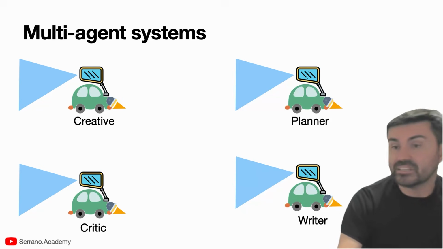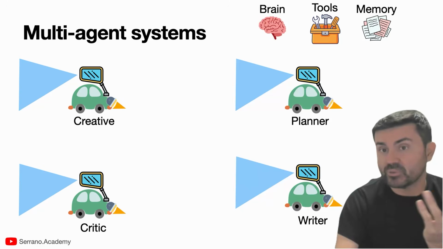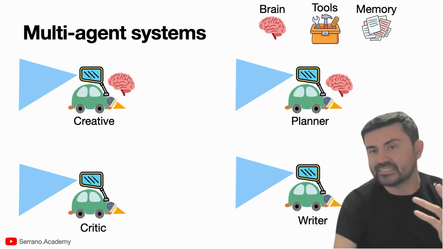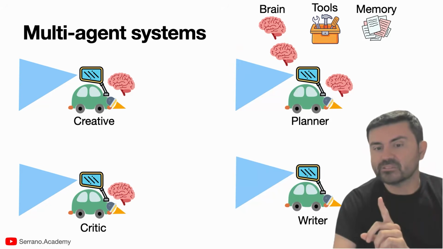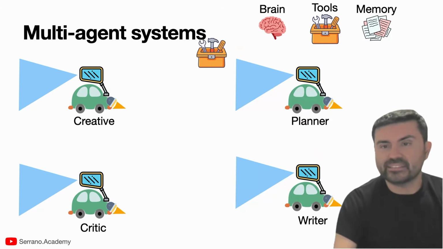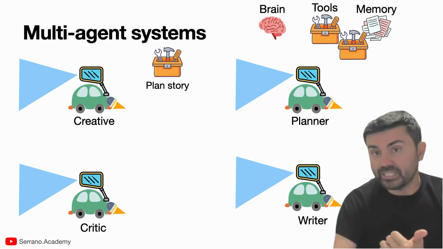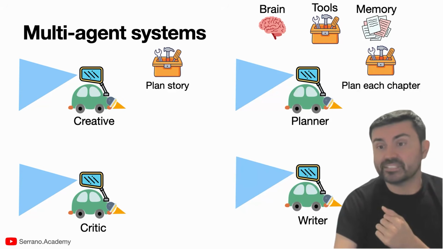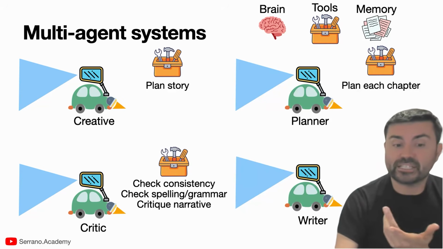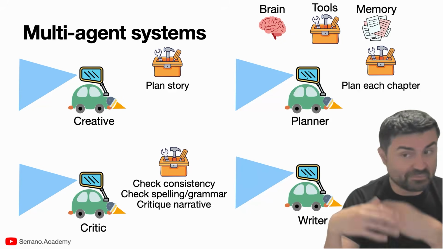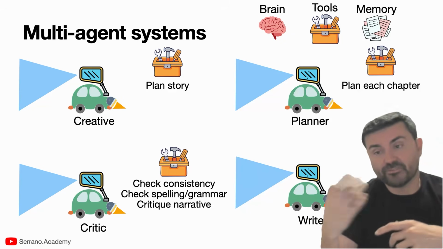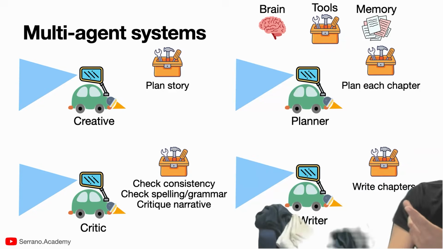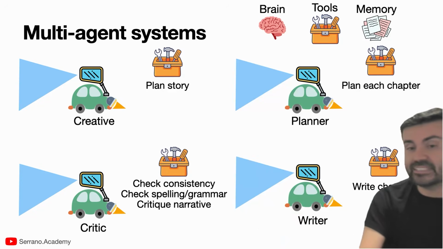Now, each of these agents has tools, memory, and a brain. The brain appears in every agent because the brain is the one that dictates everything. Now, what about the tools? Well, the tools in the creator are plan the story. The tools in the planner are to plan every chapter based on the plans that the creative gives it. The tools of the critic are to give feedback, to check consistency, maybe check the spelling, the grammar, check if it flows, check the narrative. And the tools of the writer are basically to write the chapters based on the stuff it's given.